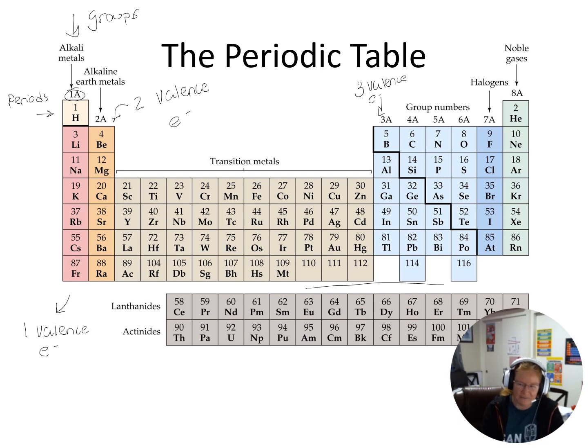Down here, we have something unique, the lanthanides and the actinides. And so if I were to insert them in the periodic table, we'd get them here and here. So La is lanthanum, Ac is actinium, and so the lanthanides branch off of lanthanum, the actinides branch off of actinium.